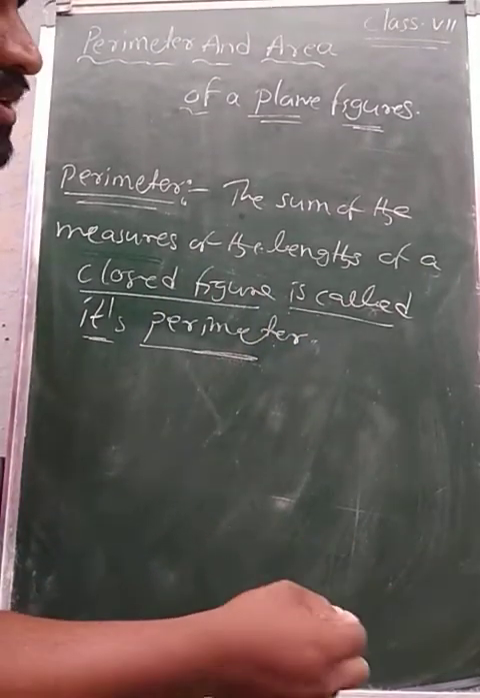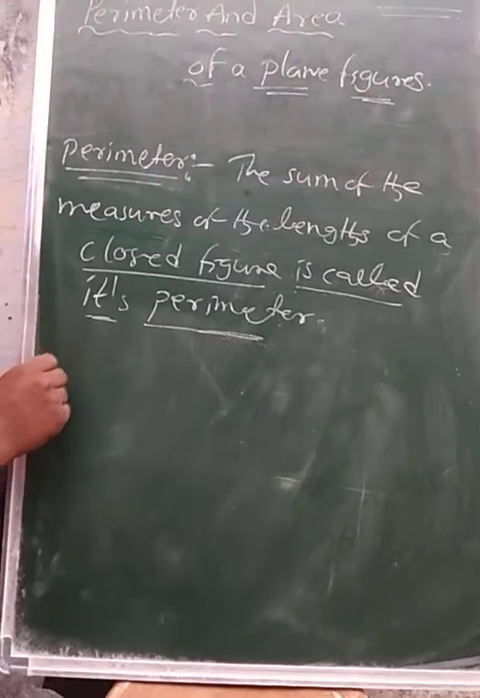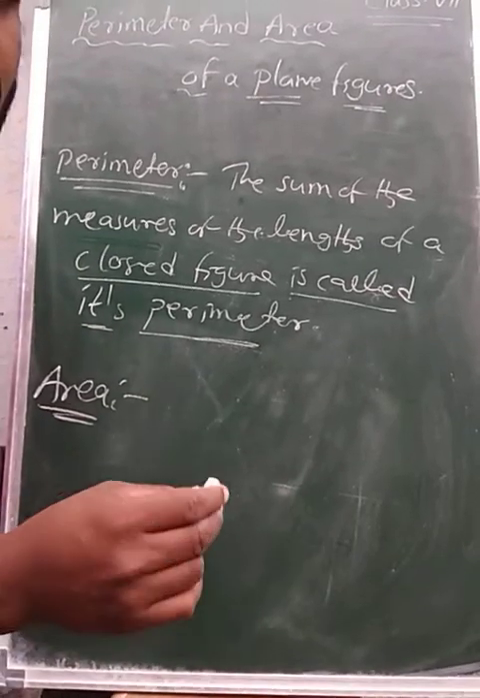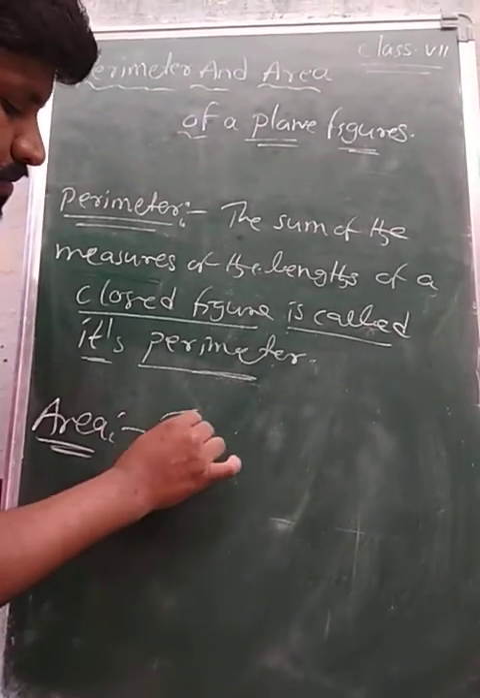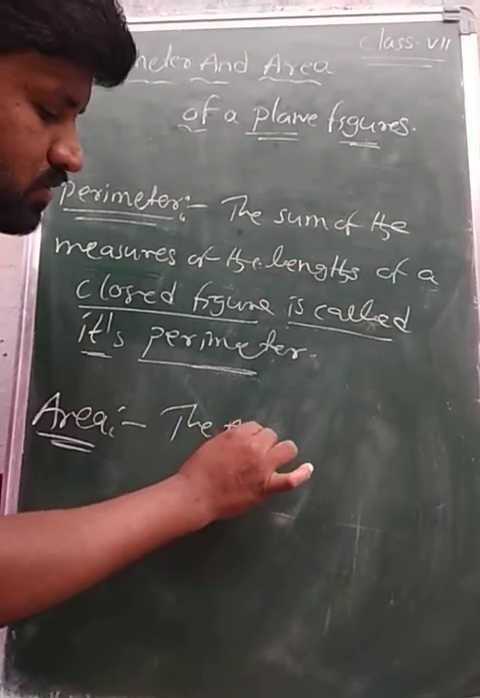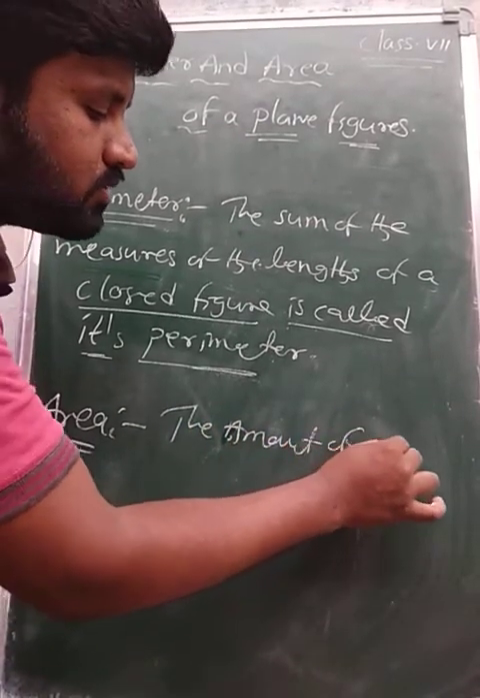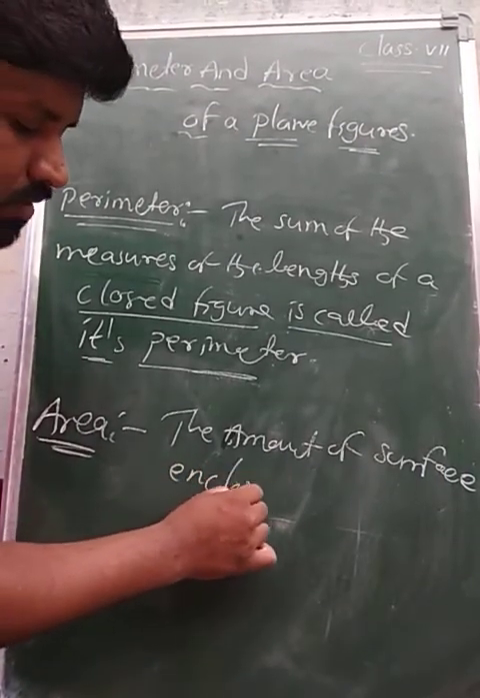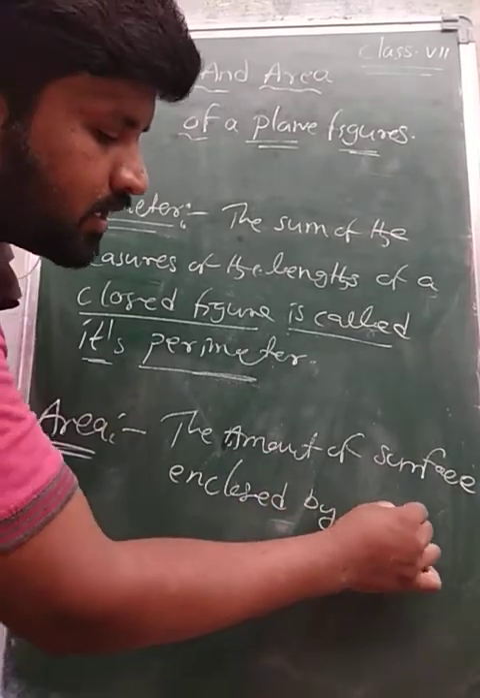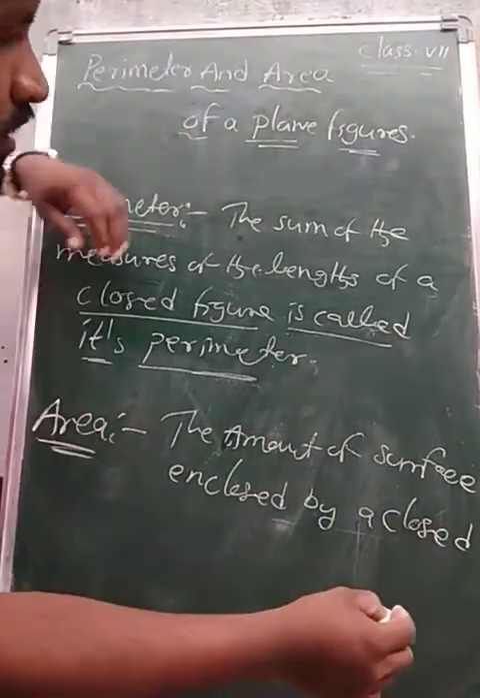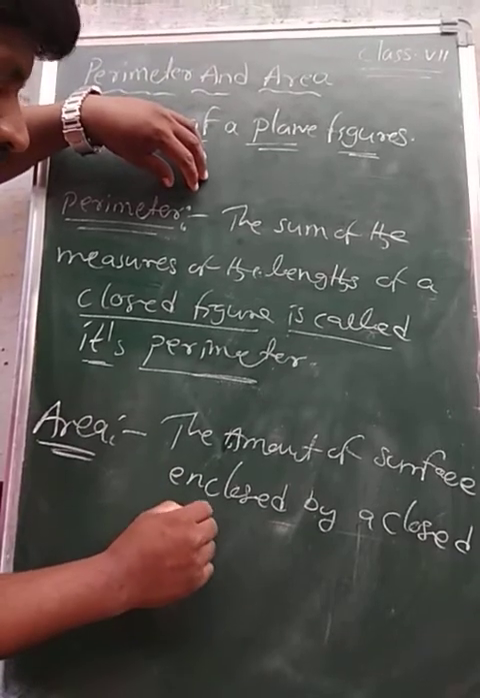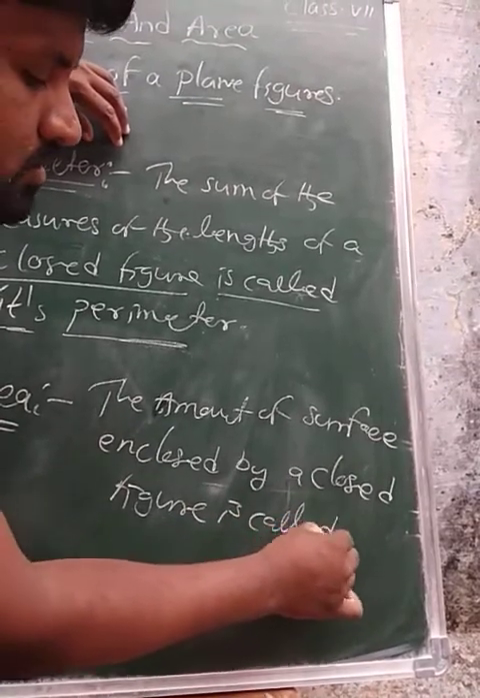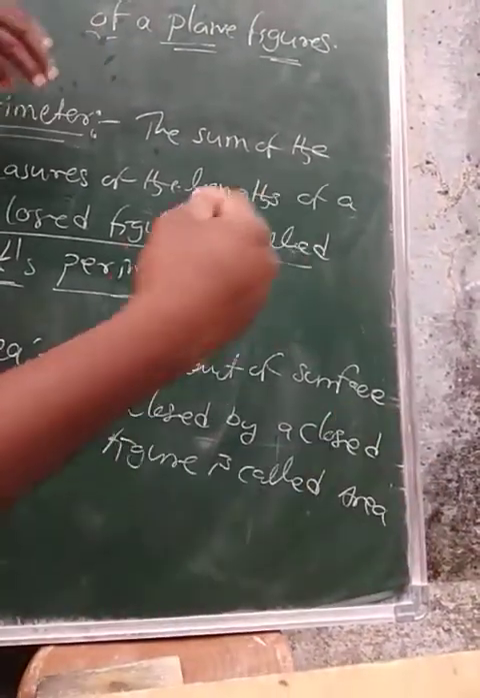Okay, and what is area? The definition of area: the amount of surface enclosed by a closed figure is called area.